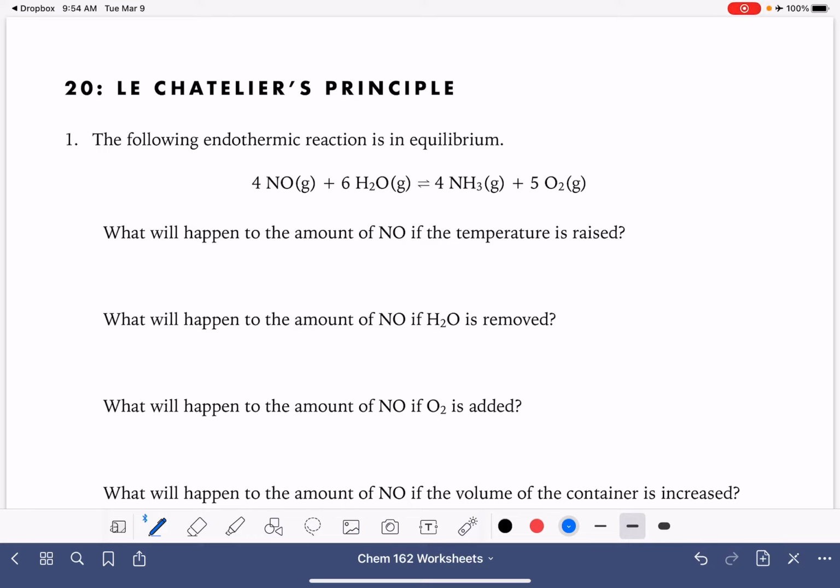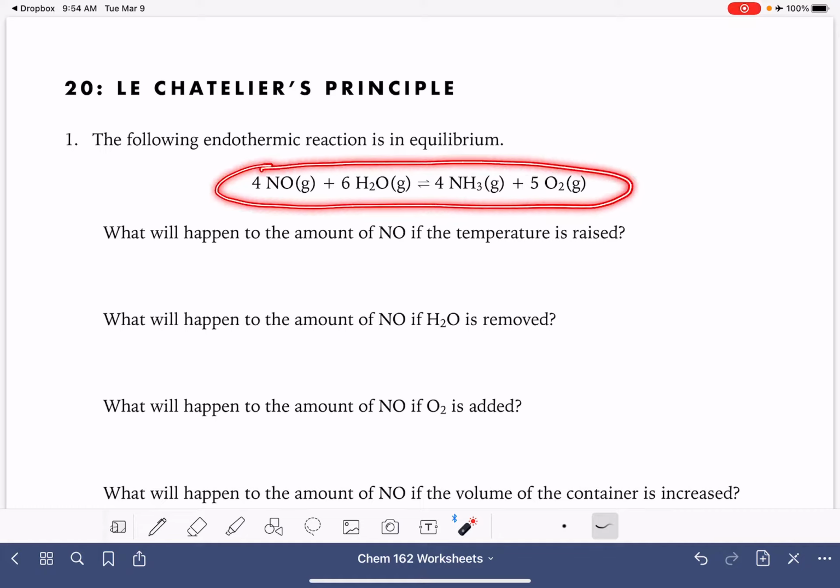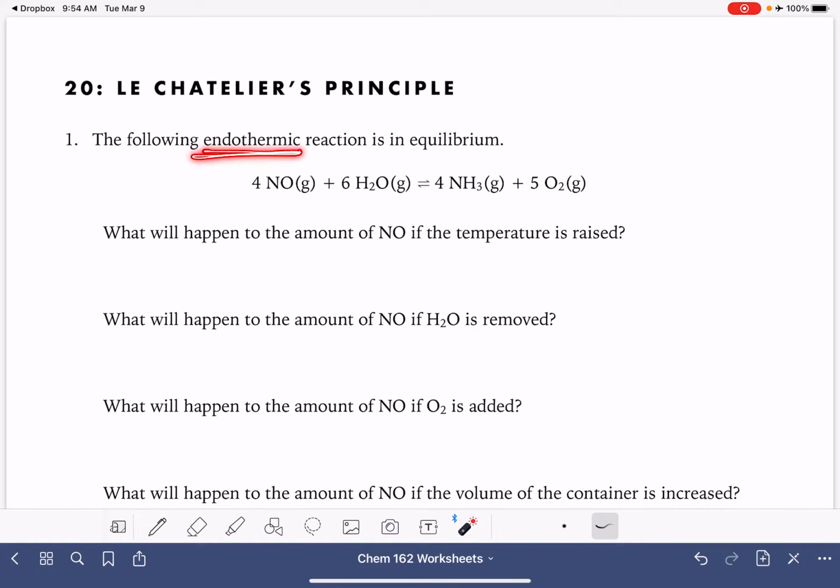On this worksheet, we're going to go through a few different types of problems that require us to apply LeChatelier's principle to a reaction in equilibrium. So the first problem, we're going to be looking at this particular reaction, and it tells us that the reaction is endothermic. If a reaction is endothermic, that means that heat is being added, and in terms of LeChatelier's principle, it's really helpful to think about heat as being a reactant for an endothermic reaction.